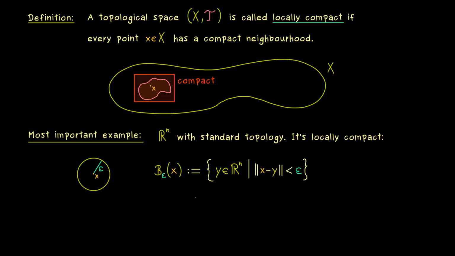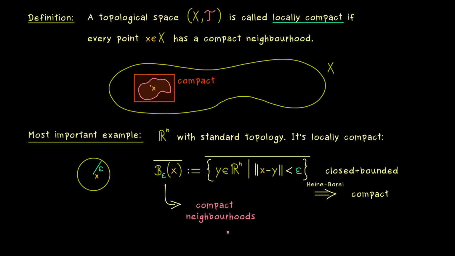And now we can make it a closed set by using the closure of this set. So this one is definitely a closed and bounded set, which means we can use the Heine-Borel theorem, which simply tells us that in R^n, closed and bounded sets are exactly the compact sets. This works in R^n with the standard topology, so here we have our compact neighborhoods.